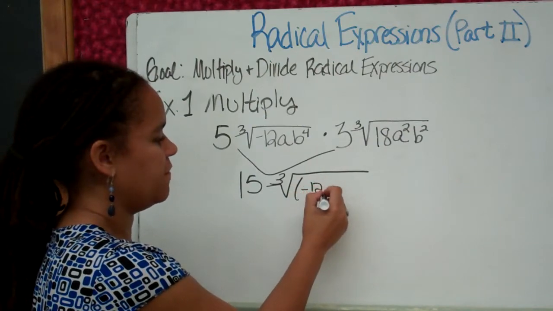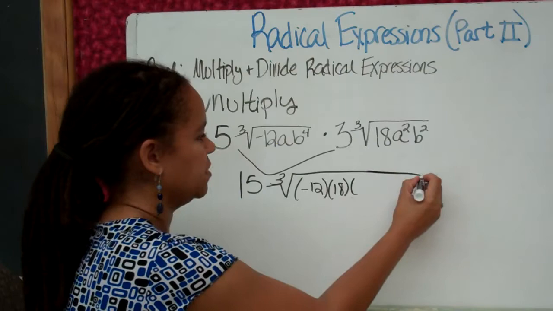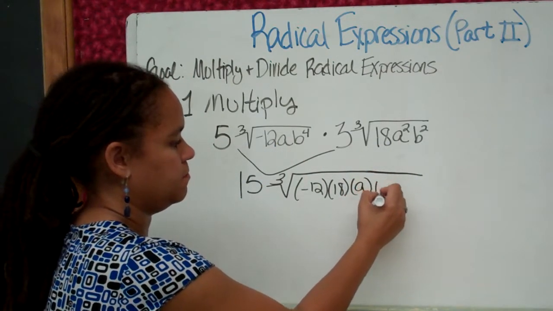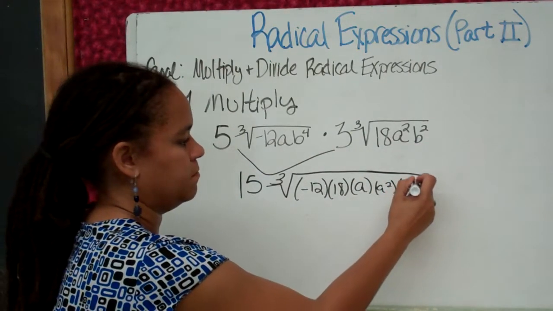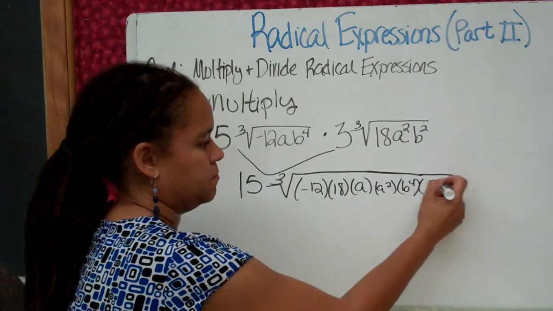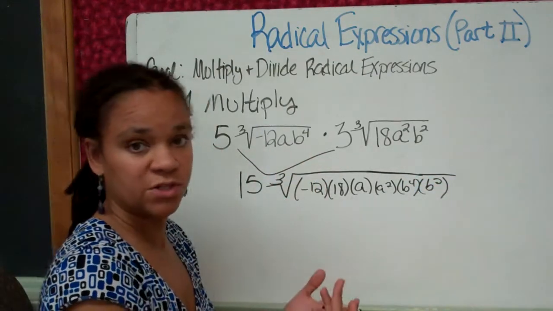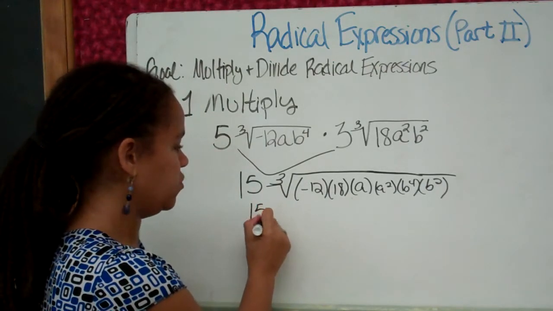So negative 12 times 18 times, I'll need a bigger house, a times a squared, and then b to the 4th times b squared. So we've multiplied everything underneath. Now let's just go ahead and simplify it. So we have 15, of course, that's not going to change.